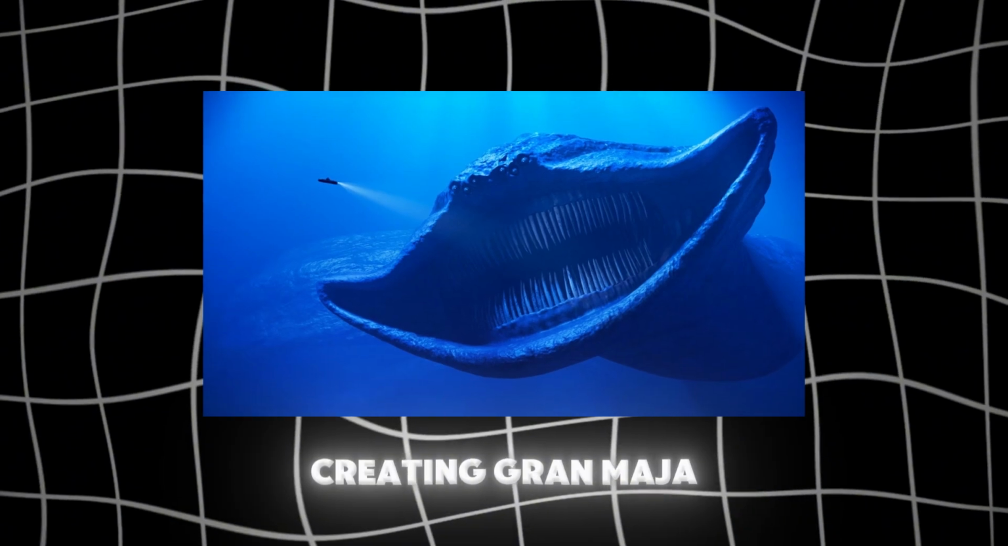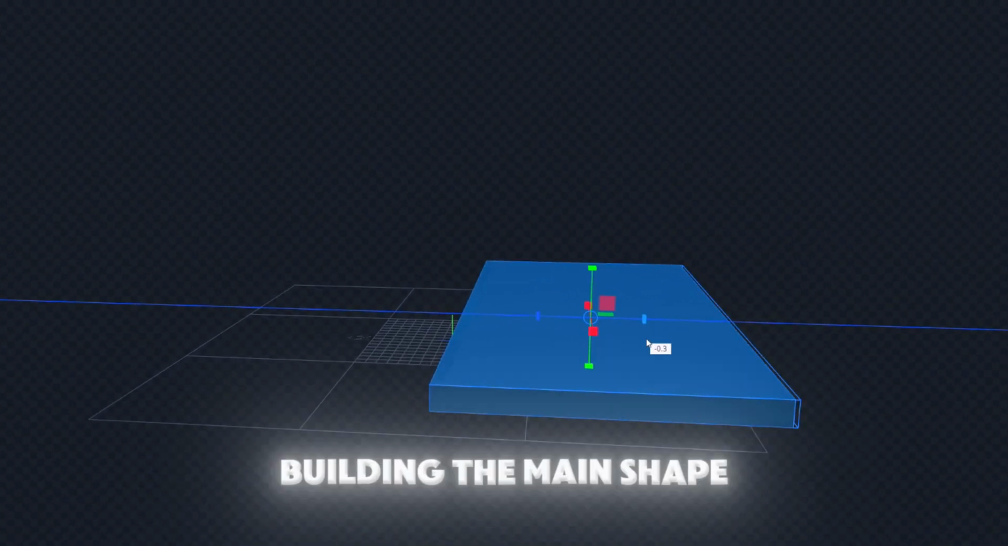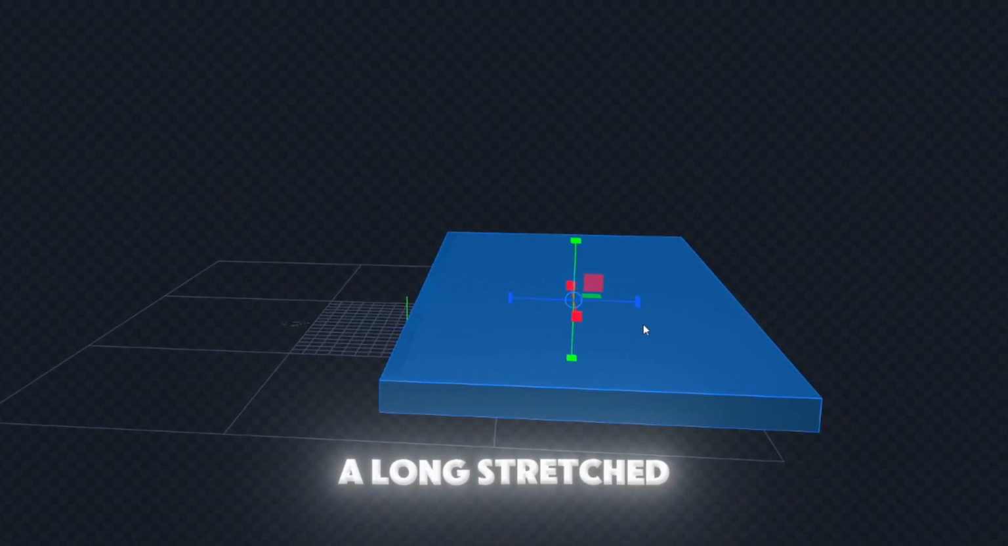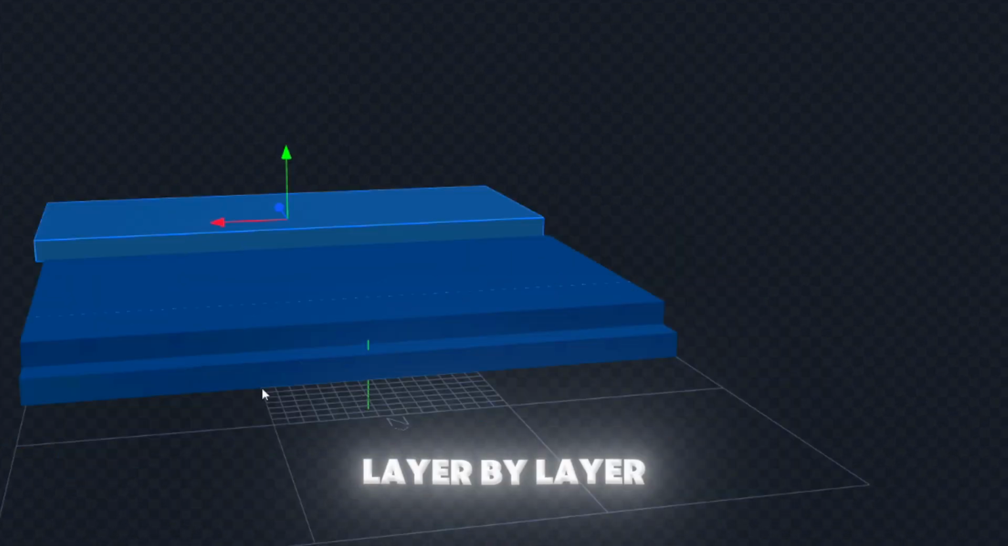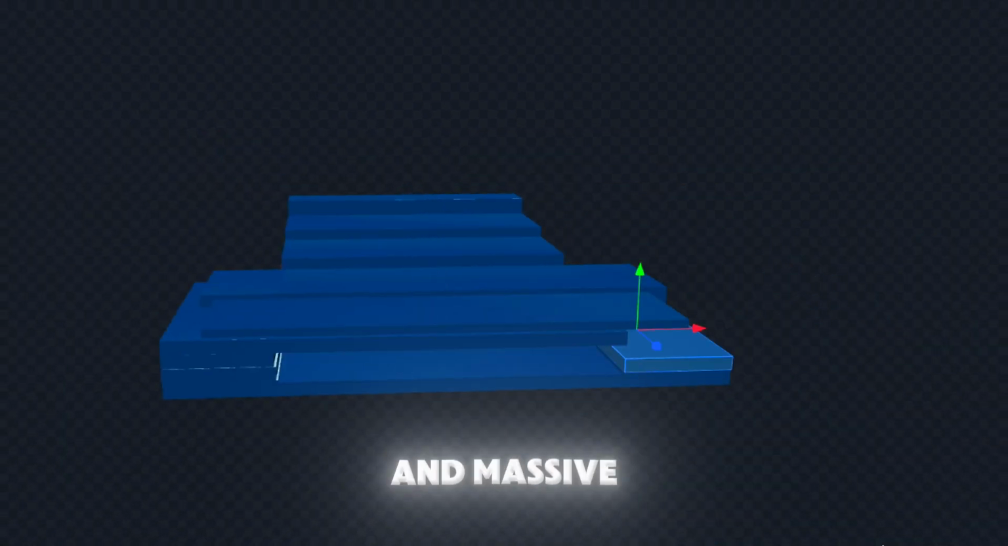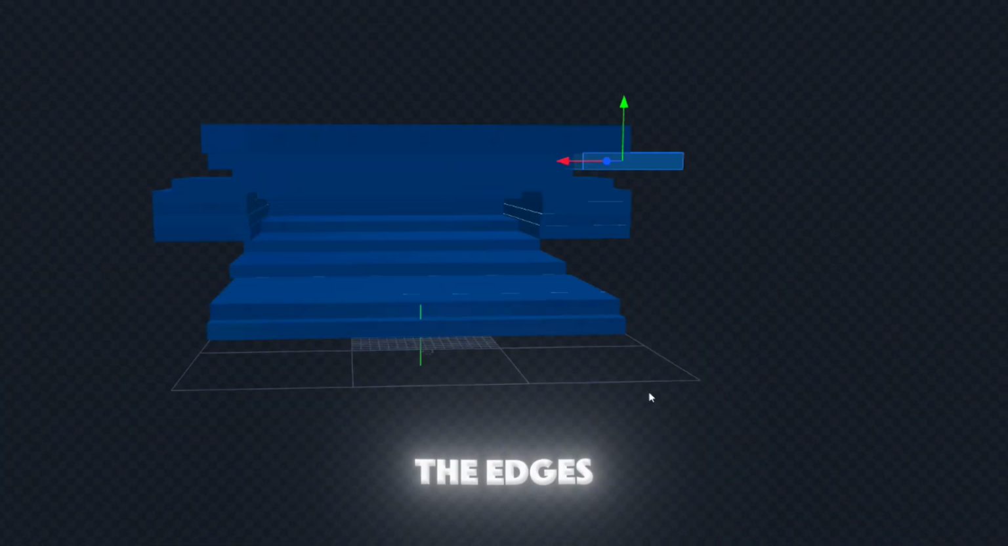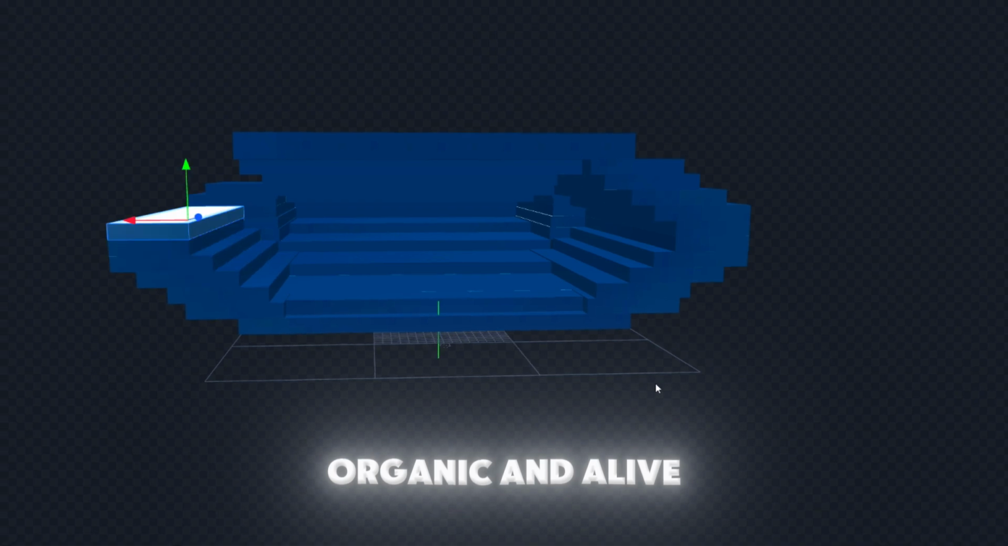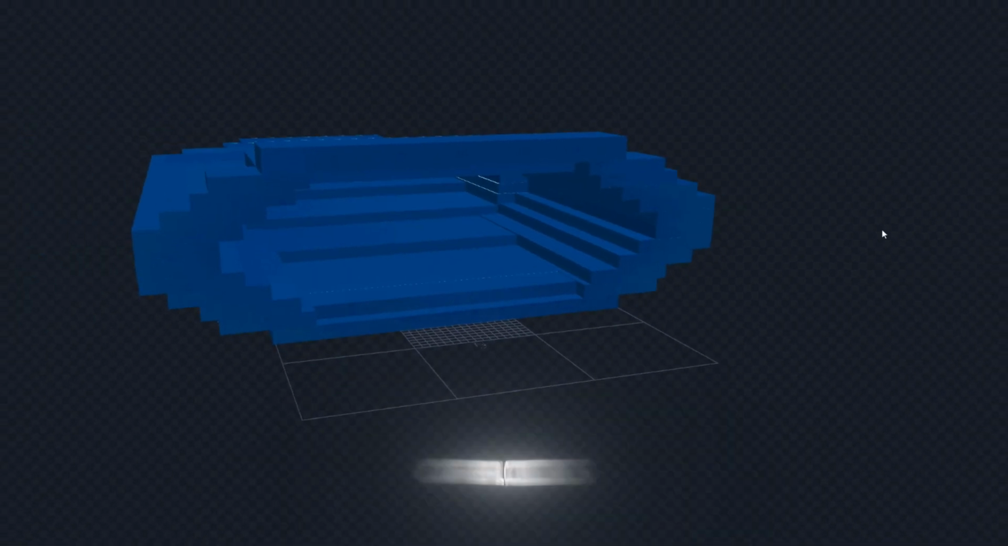Next up, I'm creating Gran Maja. I started by building the main shape, a long, stretched rectangular block. Layer by layer, I added more volume to make Gran Maja look thick and massive. I rounded out the edges to make the mouth feel more organic and alive, not just like a tunnel made of blocks.